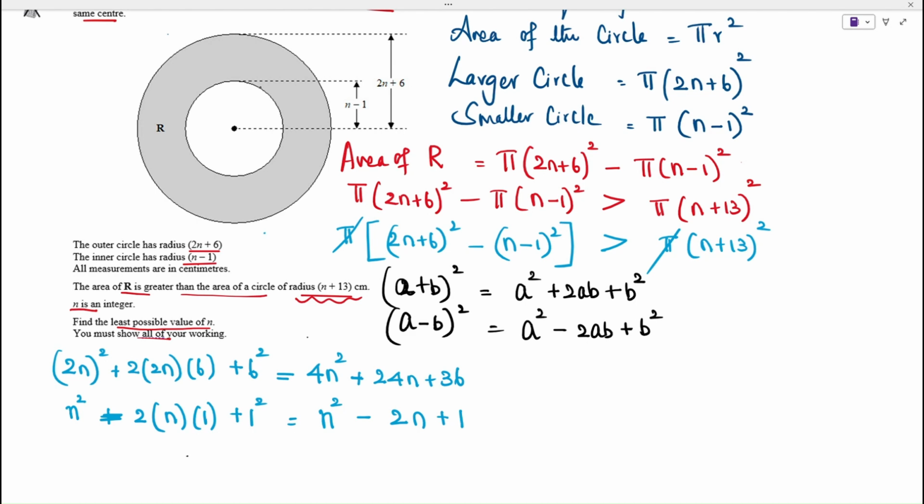And now we will end with (n + 13) the whole squared, and we expand it in a similar way. So this will be a² + 2ab + b². And so we have n² + 2 times n times 13 + 13². And this is equal to n² + 26n + 169.